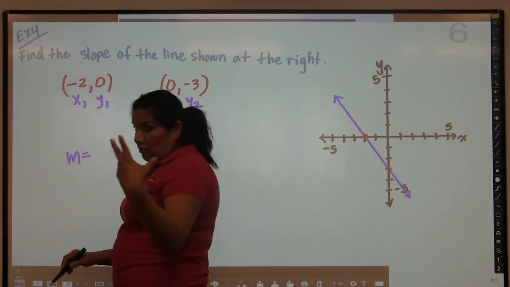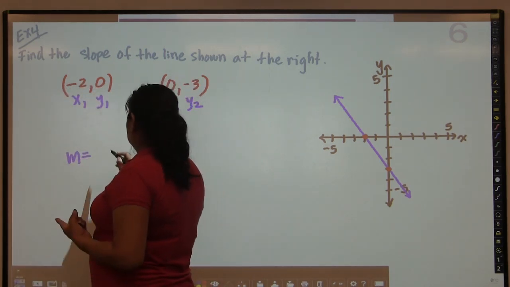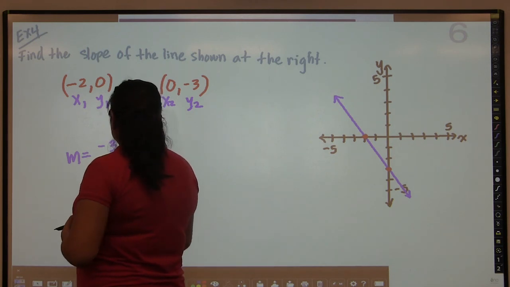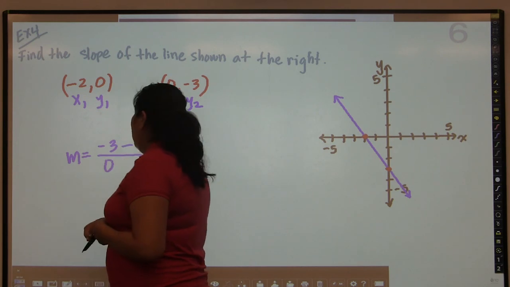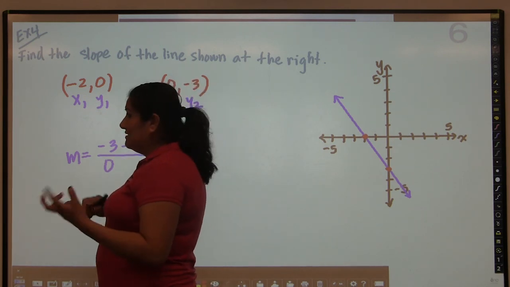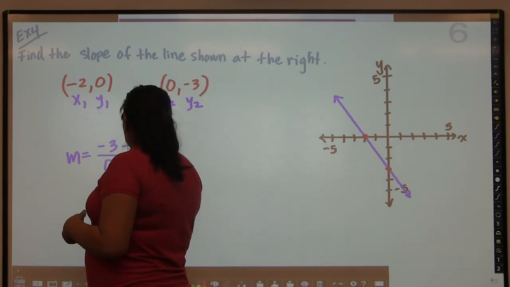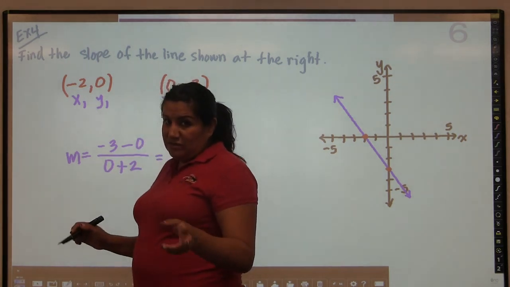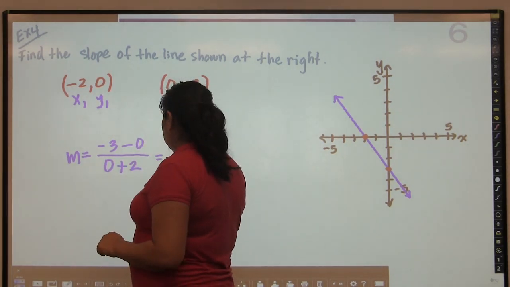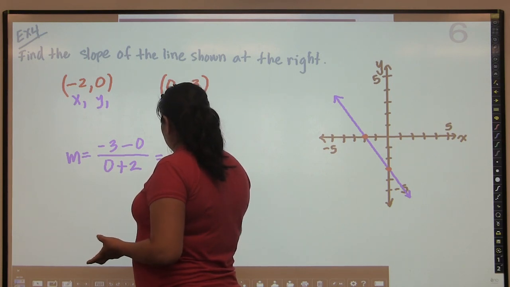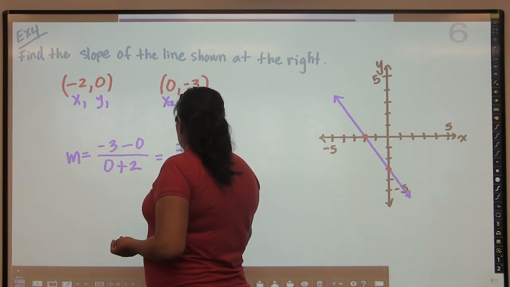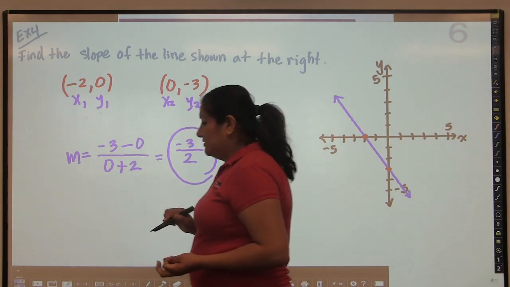The formula, if you don't remember, was y2, which is negative 3 in this case, minus y1, which is 0, divided by x2, which is 0, and minus negative 2. So again, minus negative is a plus. And I'm just going to warn you, a lot of students make that mistake of not making those pluses, and then they get the wrong answer. So negative 3 minus 0 is negative 3, 0 plus 2 is 2, and our slope is negative 3/2.